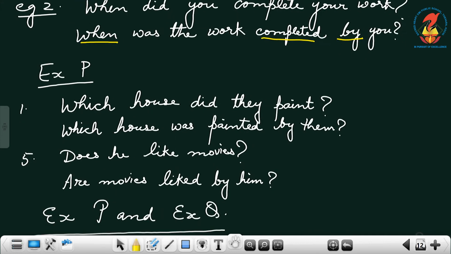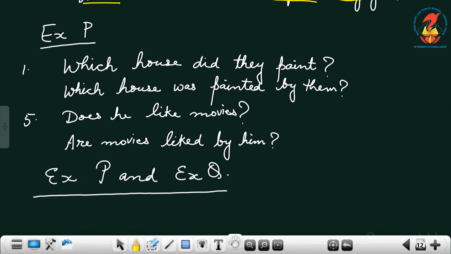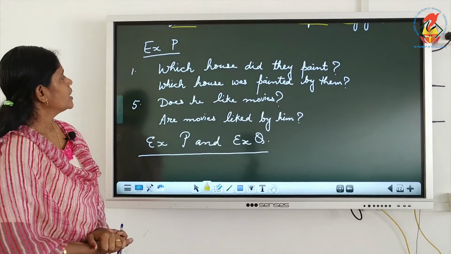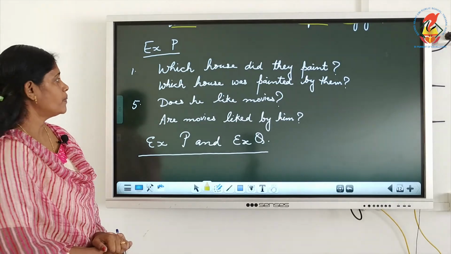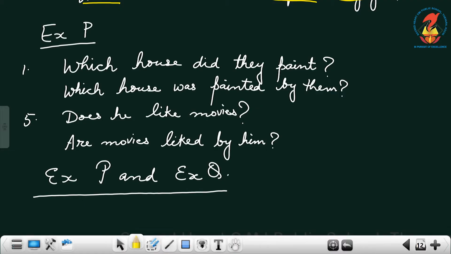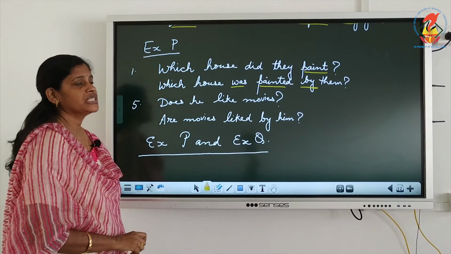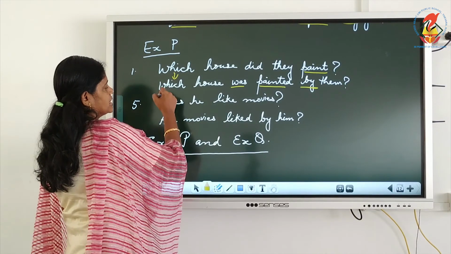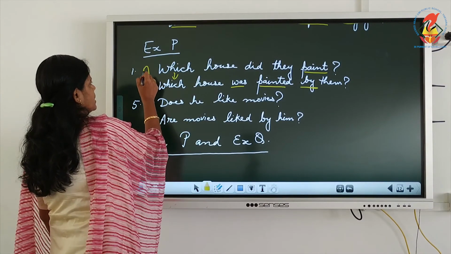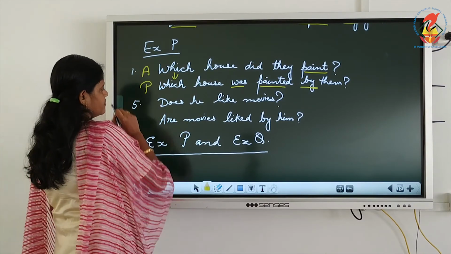Now a few examples from your textbook, Textual Exercises, children. When you come to exercise P, the first example, "Which house did they paint?" It is interrogative form. So which house, and did they paint is the verb. "Which house was painted by them?" We have used the word by, the preposition by, and which is retained as such here. So this is the active voice and this will be the passive voice.